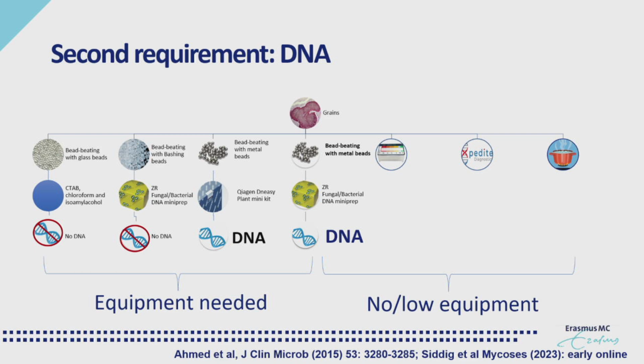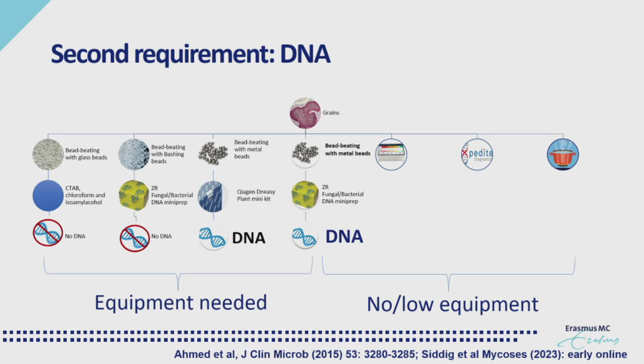But when we used the ZR fungal DNA mini prep with the metal beads, then in all cases we got amplifiable DNA. So that became a golden standard for DNA isolation from grains. But you need a lot of techniques for this. You need a bead beater, you need the fungal prep, you need a centrifuge, you need an incubator. So that's not very field friendly.